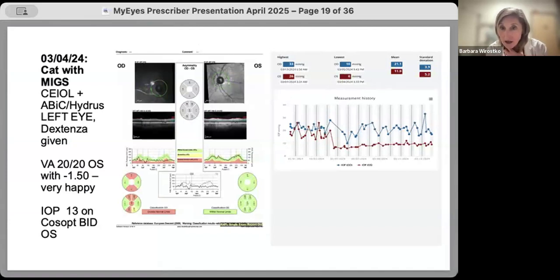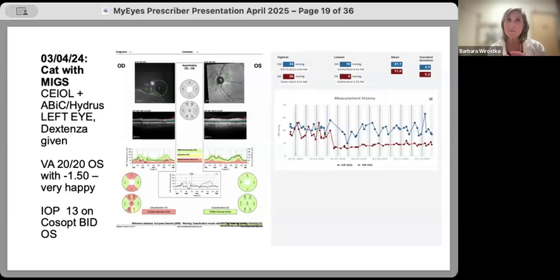And you can see on the right hand his iCare HOME data. So his right eye is spiking. He has count fingers. We needed to address that. But his left eye was also spiking into the 20s. And then what we were able to do was we pre-treated him. We did put him on some Diamox. And then post-operatively, because he had the iCare HOME, he was actually able to monitor his pressure. He also got an iStent and Hydrus in that left eye, and then Dextenza for the inflammation.